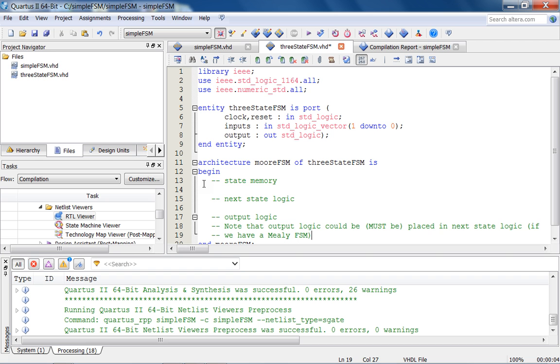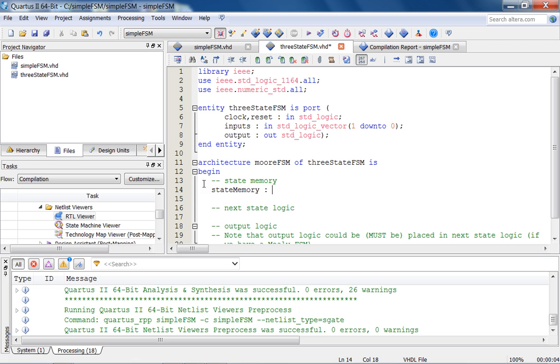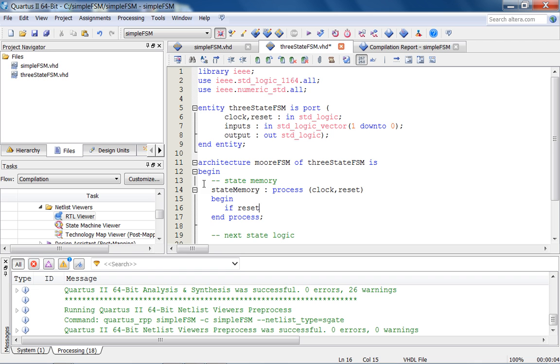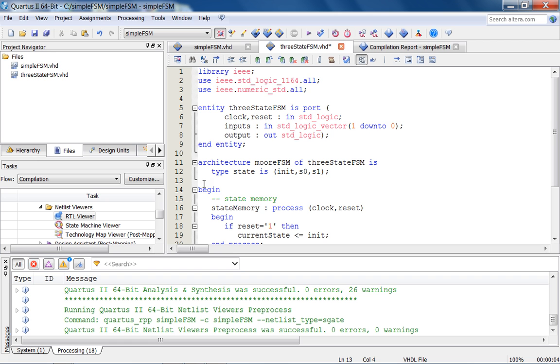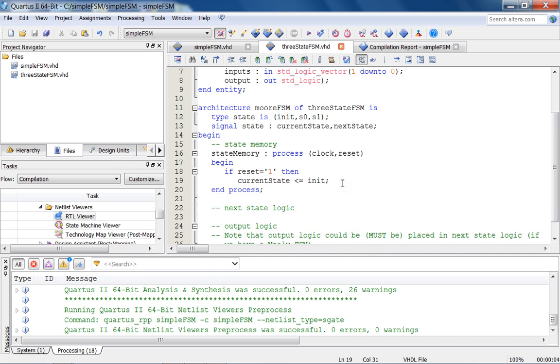So the state memory: let's label the process state memory, process clock, reset, begin, end process. If reset is 1, then we want to make our current state init. Wait a minute, what about this init and this current state? I've not defined it. You're right, so let's define it. You use type state is init, s0, s1, signal state is of type current state, next state. This allows our synthesizer to infer a state machine. Basically you're doing a typedef if you're familiar with C. Anyway, that's done. If reset equals 1, then current state is init, else, end if.